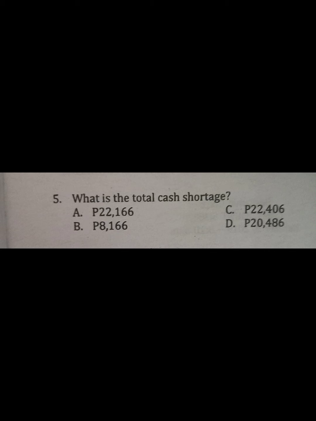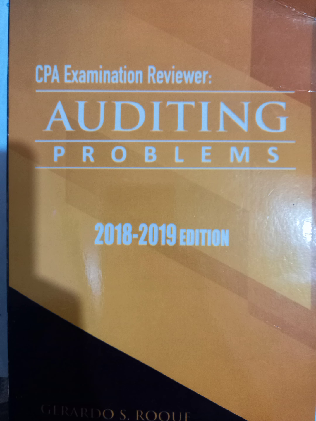What is the total cash shortage? Accordingly, our accountabilities is 91,480 pesos, wherein the cash we accounted for is only 69,314 pesos. So there is a cash shortage amounting to 22,166 pesos. I think that would be all.